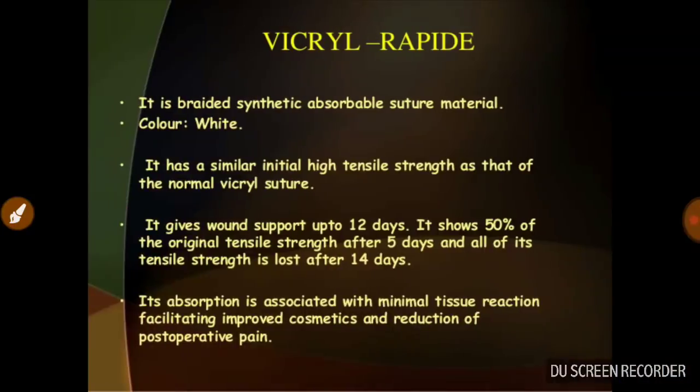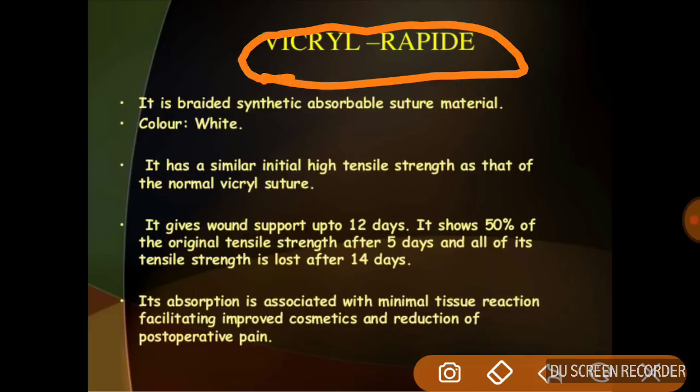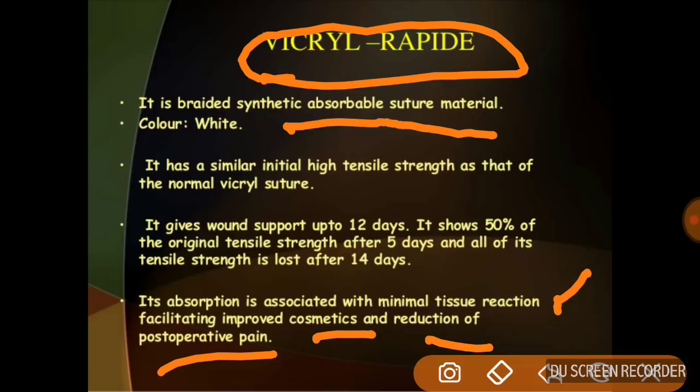So you can use this Vicryl, very useful. And something called Vicryl Rapide. So what is it? It is a braided synthetic absorbable suture material which has similar initial tensile strength as normal Vicryl, but what happens is its absorption is associated with minimal tissue reaction, facilitating improved cosmetics and reduction of post-operative pain.